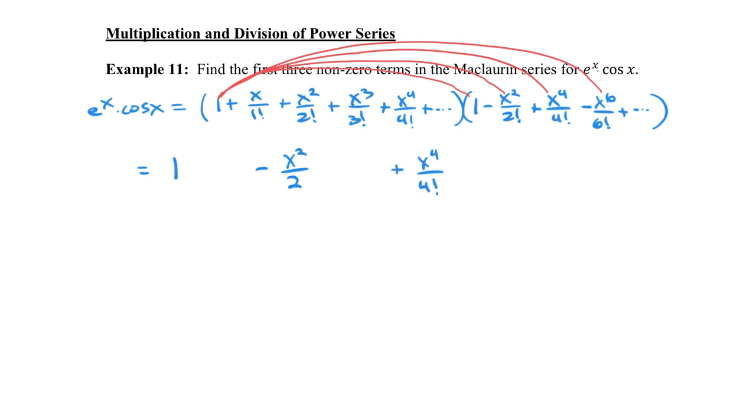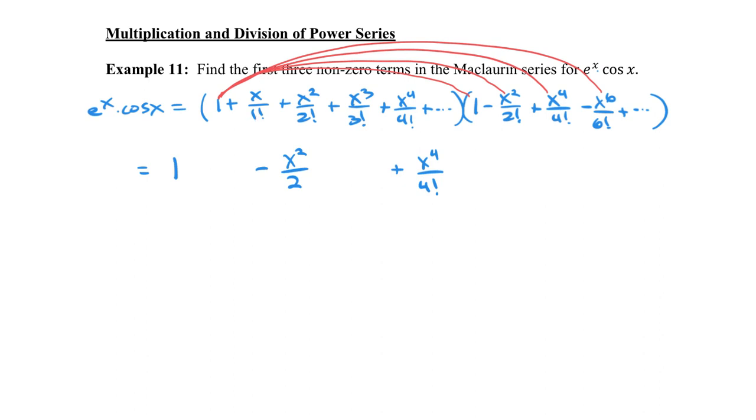And it's probably far enough. We need the first 3 non-zero terms, so I'll stop there. If we have to go further, I will, because it could be that some things are going to cancel. But that's probably good for now. Okay, now I'm going to take the second one.